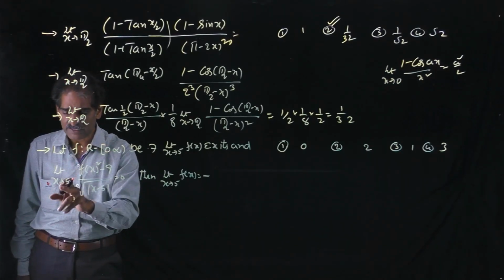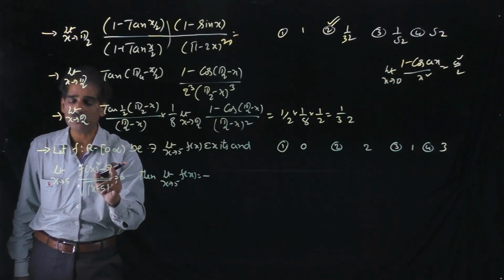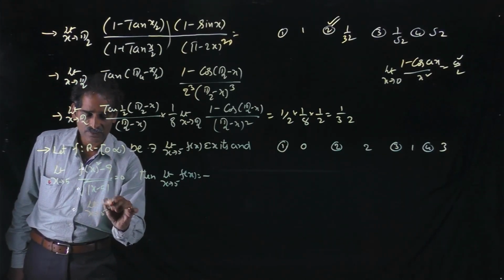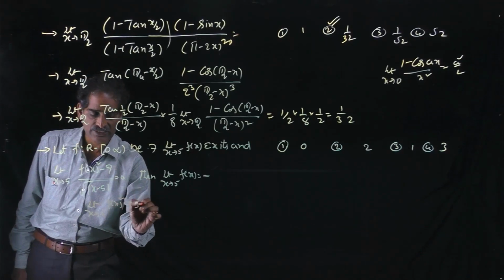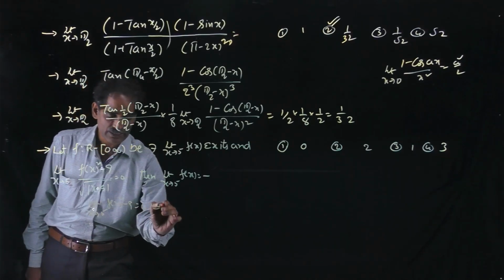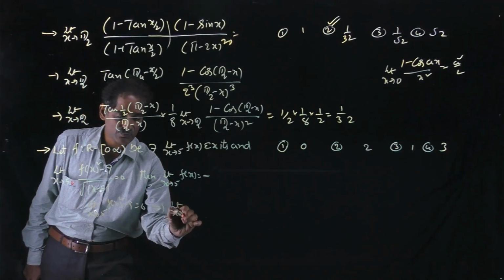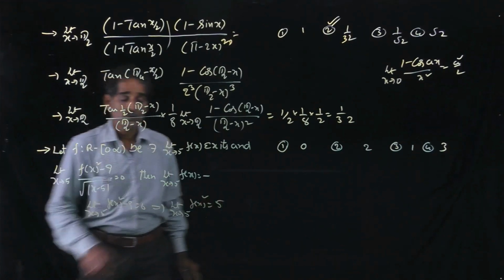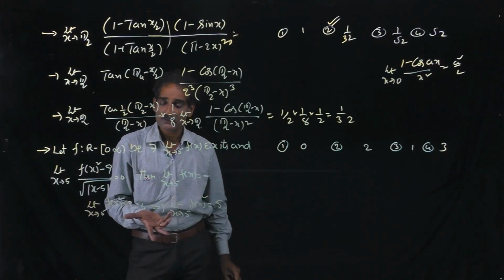So as limit x tends to 5, this is equal to 0. This means limit x tends to 5, (f of x) whole square minus 9 equals 0. That means limit x tends to 5, (f of x) whole square is equal to 9. What is the f of x value? Sorry, 9.